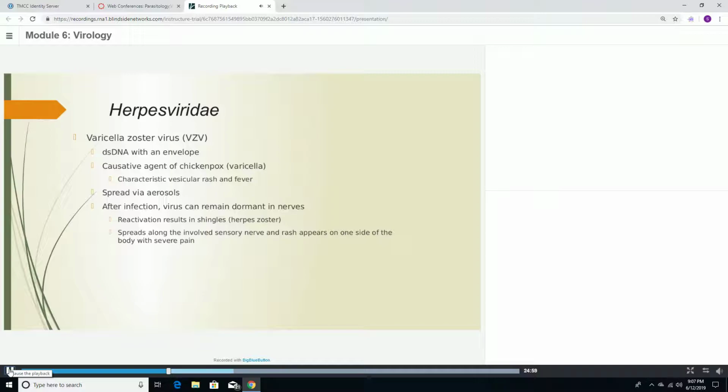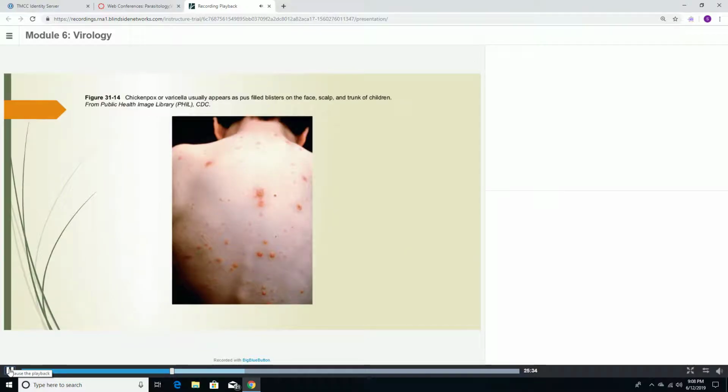But generally, after an initial infection with chickenpox, it's going to go away. But we can have dormant virus infections in our nerves, and if that dormant virus gets reactivated, it's going to cause shingles, and this is known as herpes zoster. It spreads along a sensory nerve, and a rash appears on one side of the body with severe pain. So some people who had a chickenpox infection can eventually end up with shingles later on in life. But nowadays we just vaccinate our children to get rid of this.